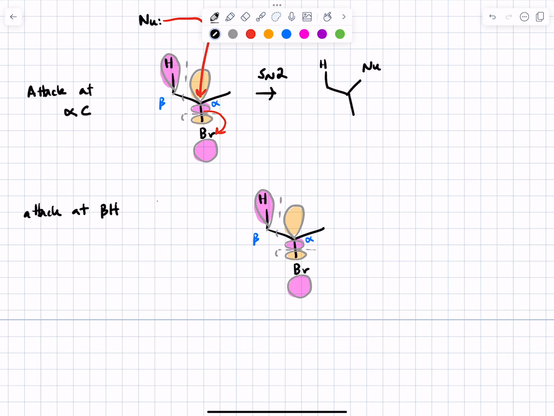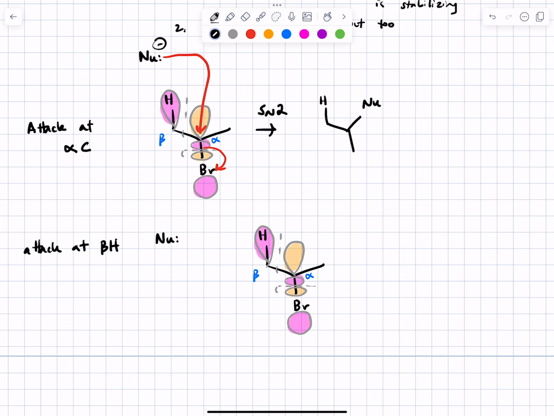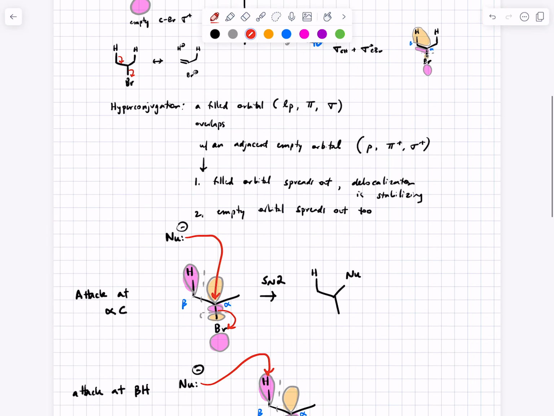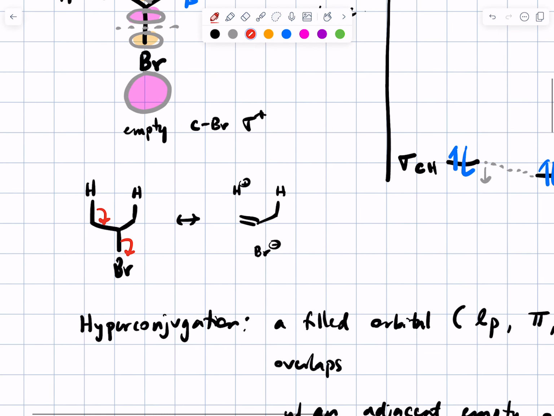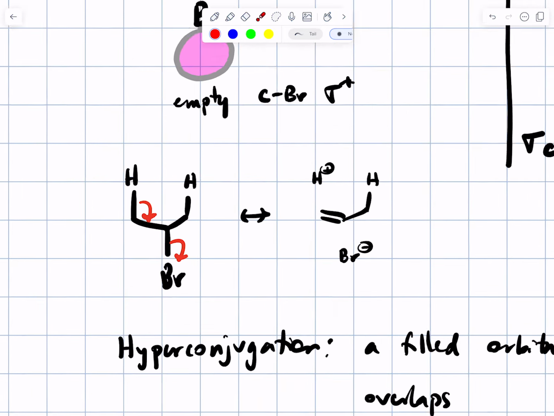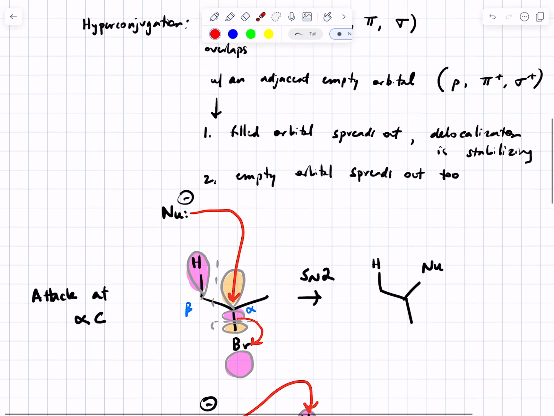All right, so now let's show the nucleophile attacking, it can be negatively charged, fine. Let's show the nucleophile attacking at the LUMO at the beta hydrogen. What do you predict is going to happen? And maybe to see that, you should remind yourself of the resonance picture of hyperconjugation, where we keep the proton in the same place, but we move the electrons over to form a pi bond, and then we have to put these electrons on the bromine. If you attack the hydrogen, what do you predict is going to happen?